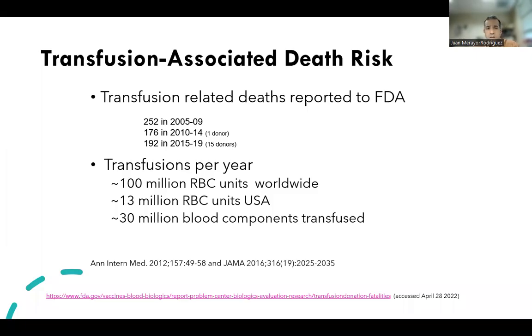Looking at transfusions per year worldwide, about 100 million red blood cell units are transfused. In the United States, about 13 million red blood cell units, and that number varies every year. It's apparently plateauing now. If we look at every blood component transfused in the United States, it's about 30 million, and that was published in the Annals of Internal Medicine in 2012.